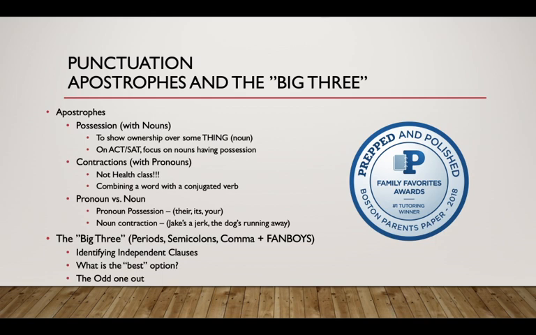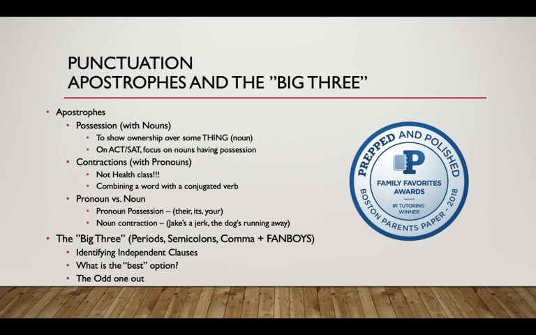Now, the way we always use periods, semicolons, and comma plus FANBOYS is when we have independent clauses. So number one priority is identifying where the independent clauses are. If we can do that, then we know that any one of these three could be used to separate those two clauses. Now, sometimes we always want to use a period, or sometimes we'll use a comma FANBOYS conjunction, and maybe a few of you feel like very rarely you will ever use a semicolon.